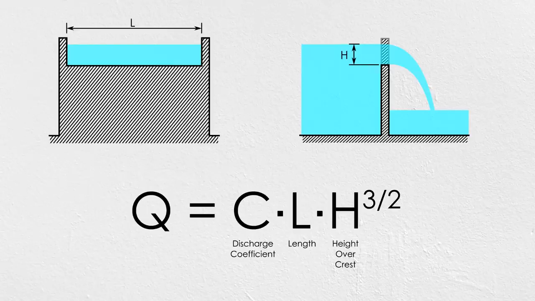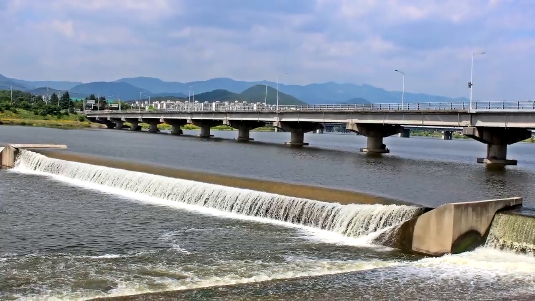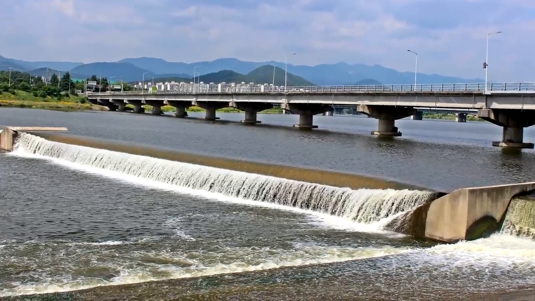The other parameter we can change is the length of the weir, but in many locations, the available footprint for the weir is a fixed size that can't be increased. Even if the footprint isn't fixed, increasing the length of the weir can add significant costs.